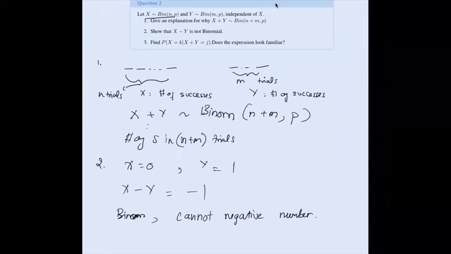Let me know if whatever I say doesn't make sense to you, because for all of these things, you are not really expected to know statistics in order to understand it. It is pretty much normal logic.